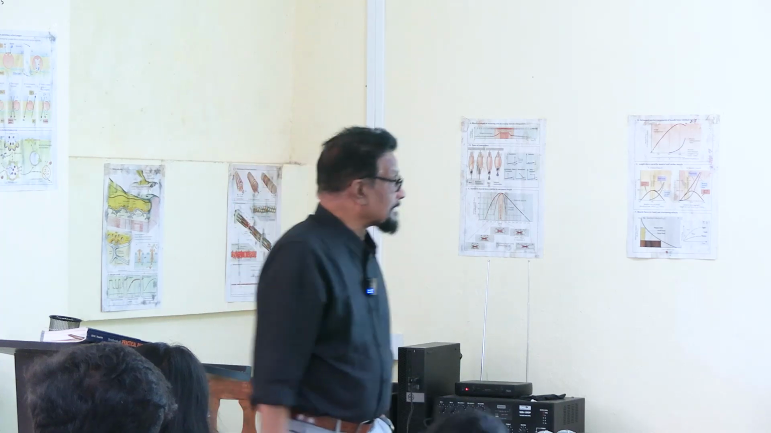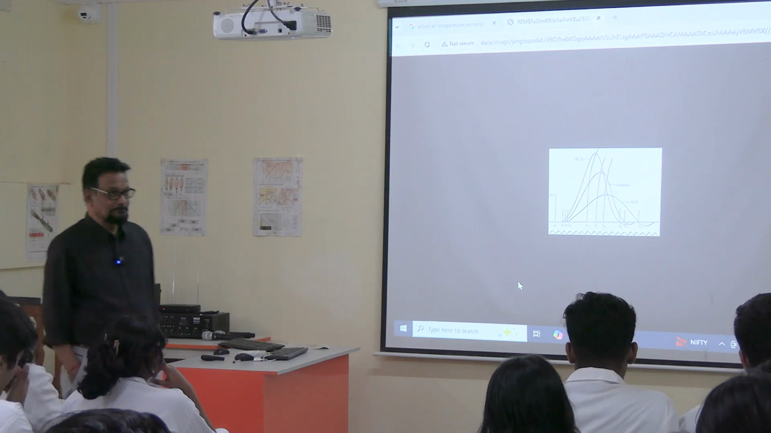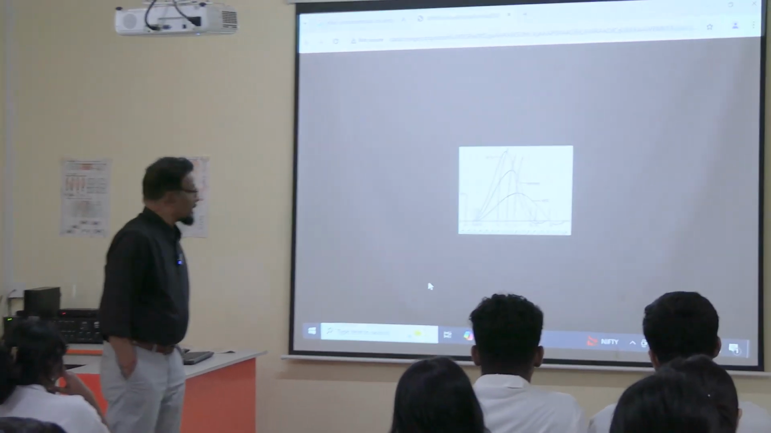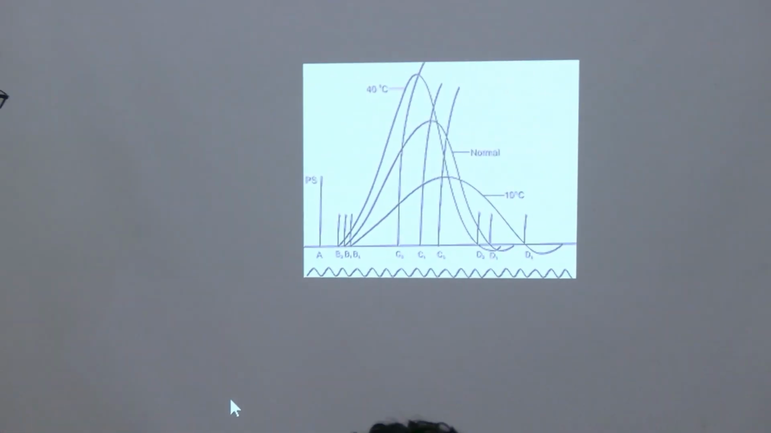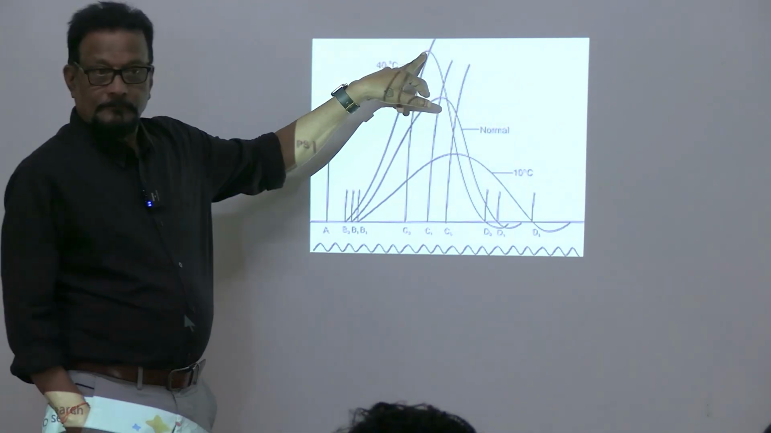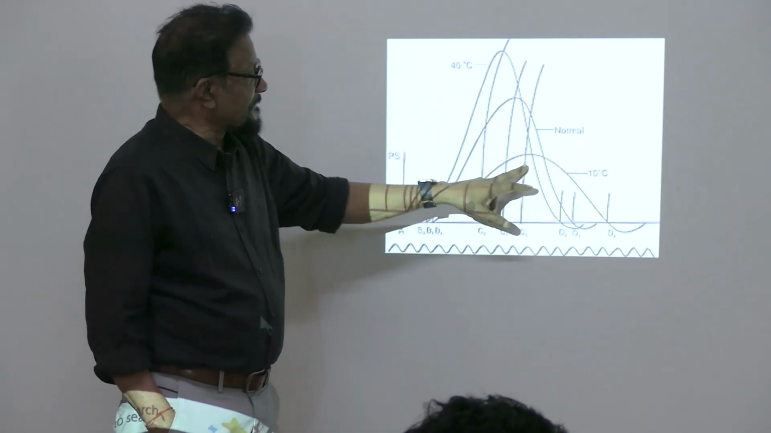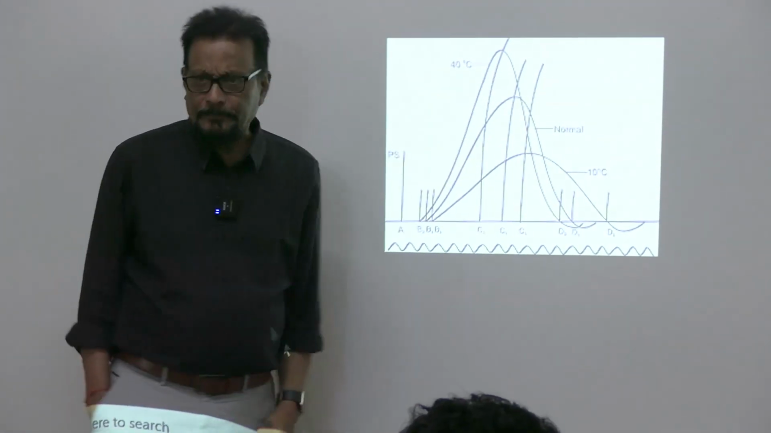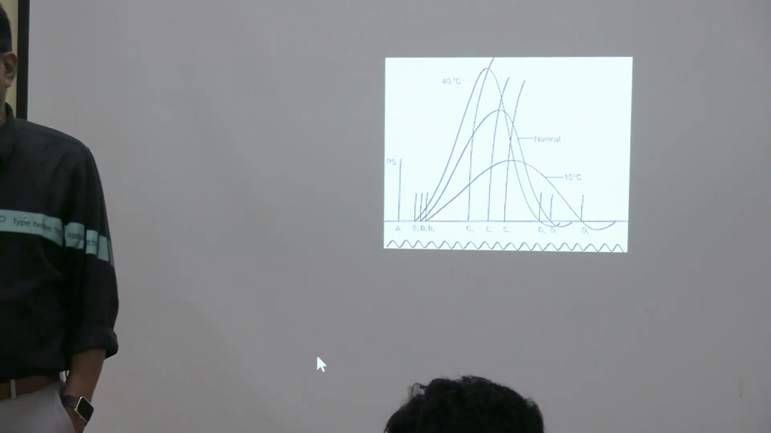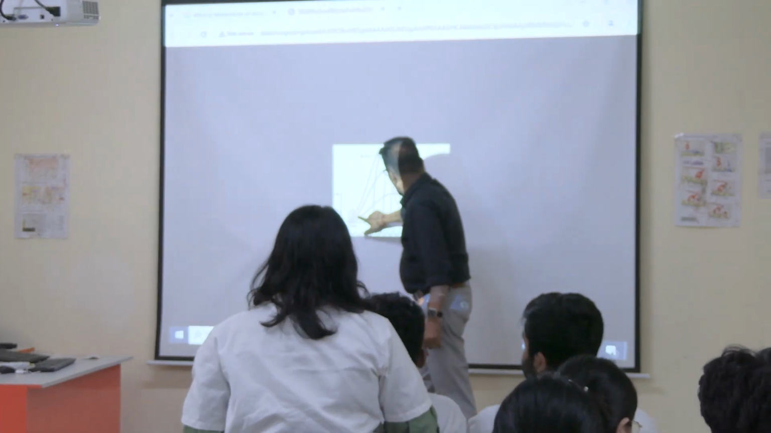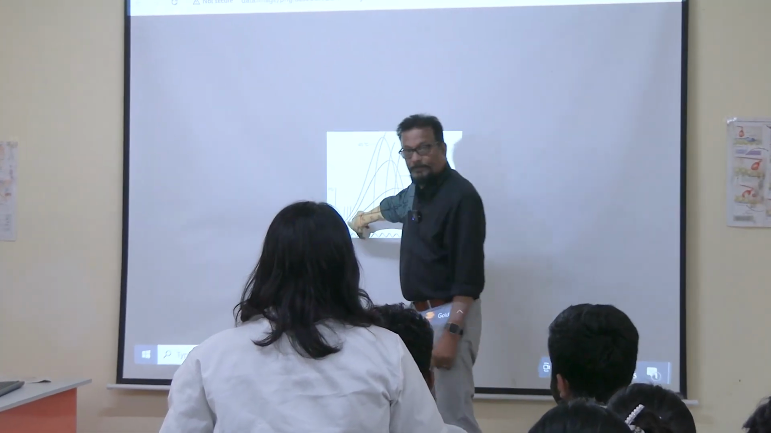Now see what the changes are. The middle one is the normal curve. The top one, at 38 or 40 degrees centigrade, is with hot saline, hot Ringer, and this is with cold Ringer. Now you tell me, what happened to the latent period? This is the normal one. The latent period is from here to here.